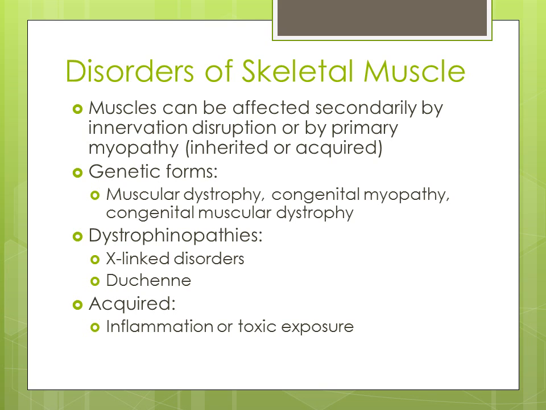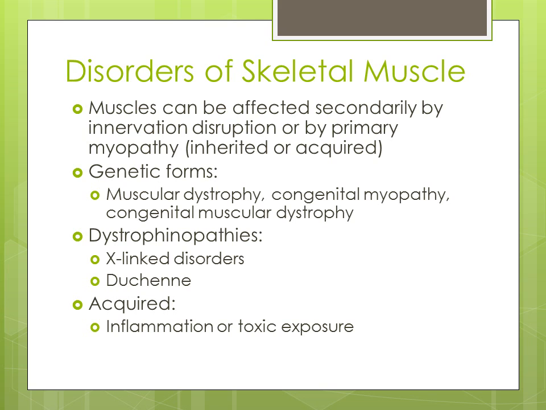So next we're going to talk about the disorders of skeletal muscle, and these are things where the muscles can be affected secondarily by a disruption of the innervation or primarily by a myopathy. And those are what we're really going to be talking about. So myopathies can be inherited or acquired. The genetic forms, there's muscular dystrophy, congenital myopathy, and then congenital muscular dystrophy.